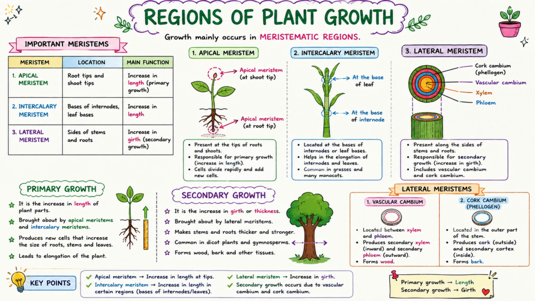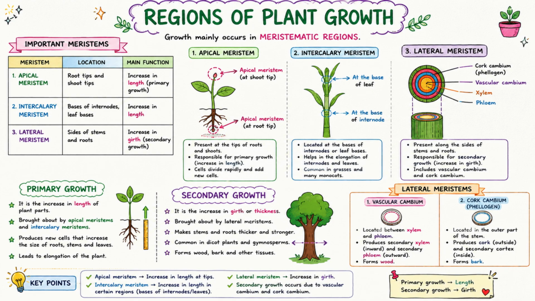Finally, we have the lateral meristem. Lateral meristems are present along the sides of stems and roots. Their main function is to increase the girth or thickness of the plant. This type of increase in thickness is called secondary growth.